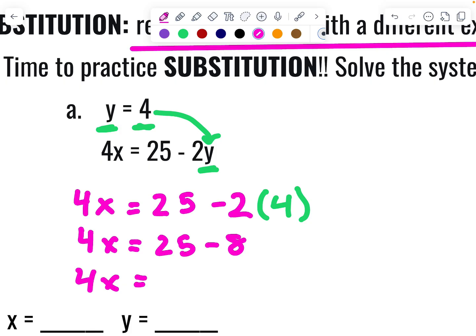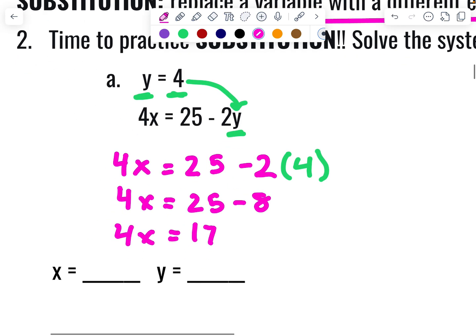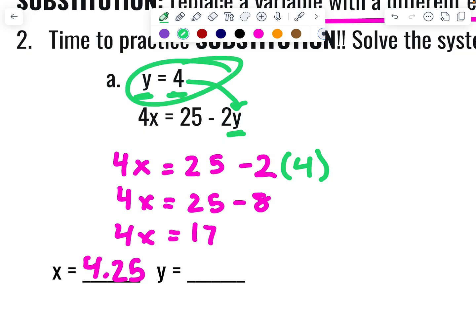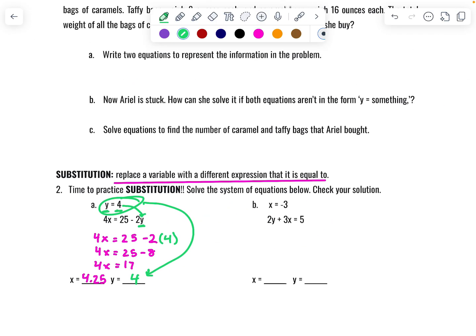4x equals 17. And then this one's going to get us a decimal. So 17 divided by 4 is 4.25. And then when we're solving for y, y was 4. And that's all. That's substitution.